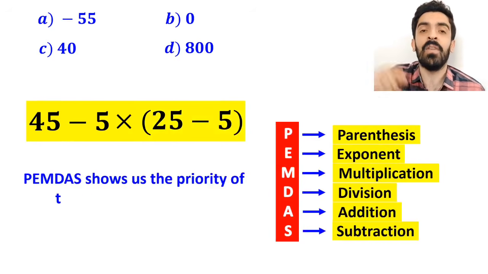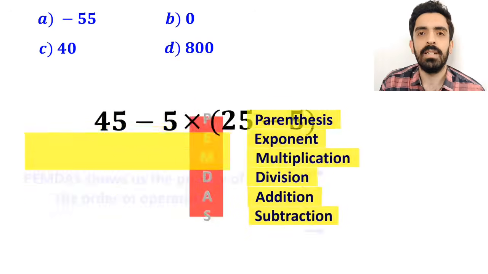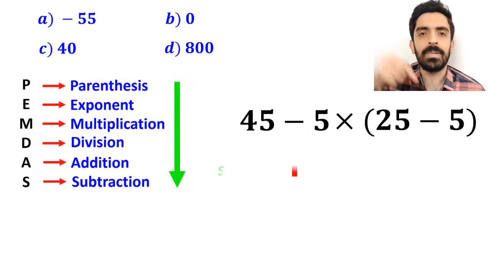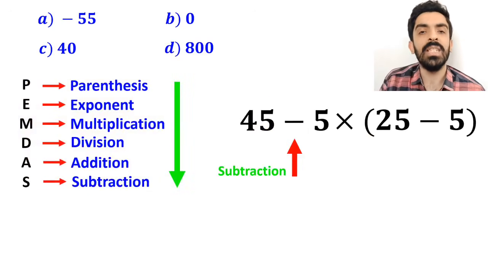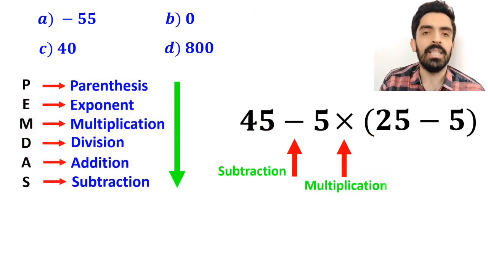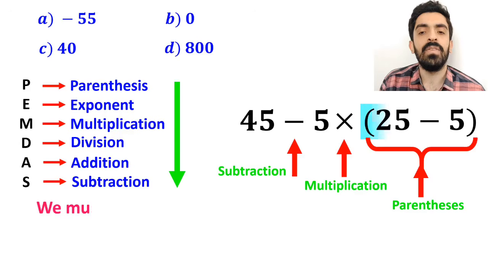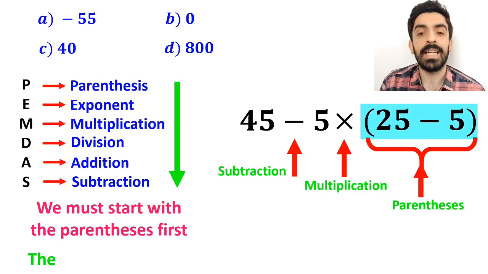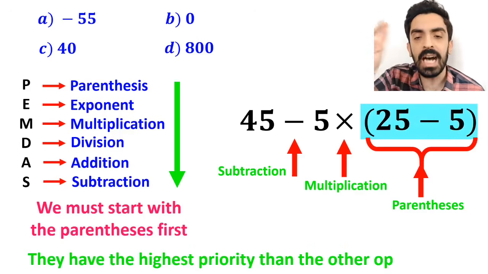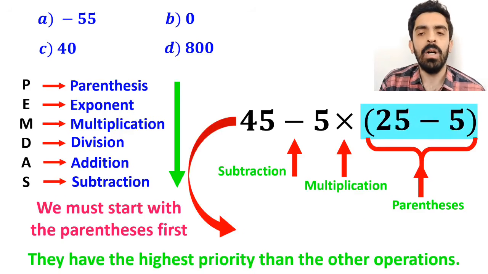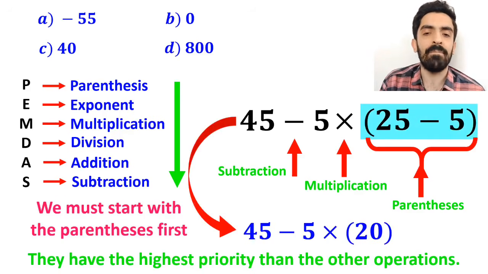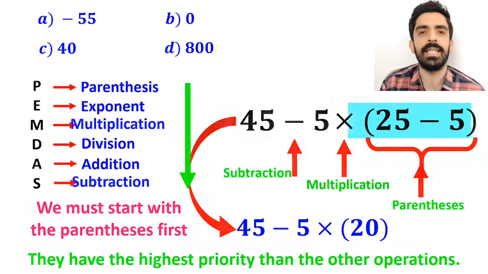PEMDAS shows us the priority of the order of operations. Okay, as you can see on the screen, in this expression, first we have a subtraction sign, then a multiplication sign, and finally parentheses. We must start with the parentheses first, because they have a higher priority than the other operations. So, we can write this expression as 45 minus 5 multiplied by 20.